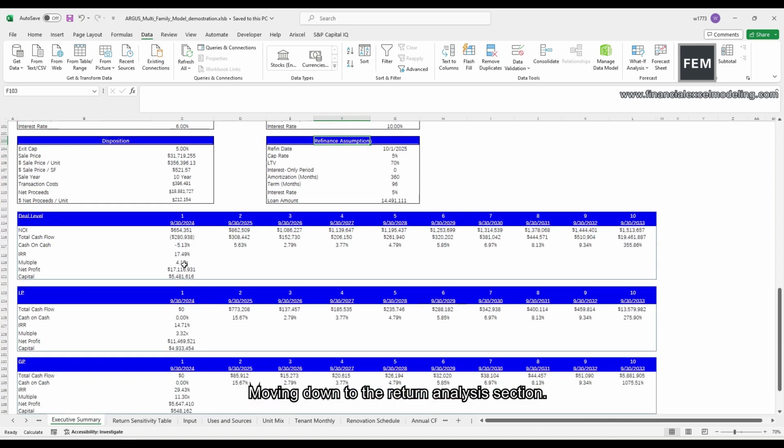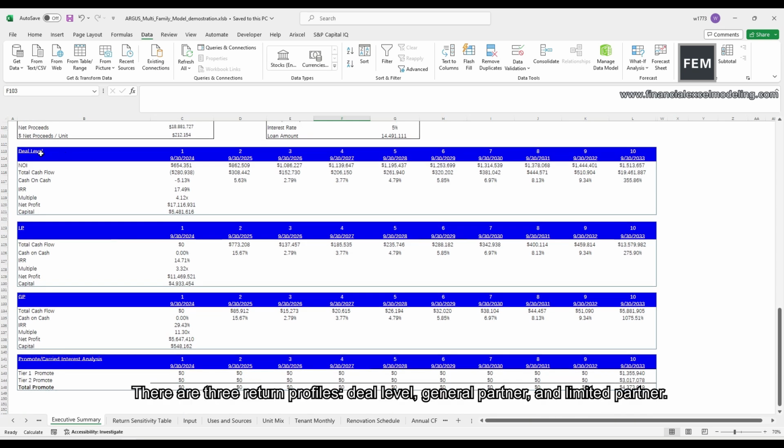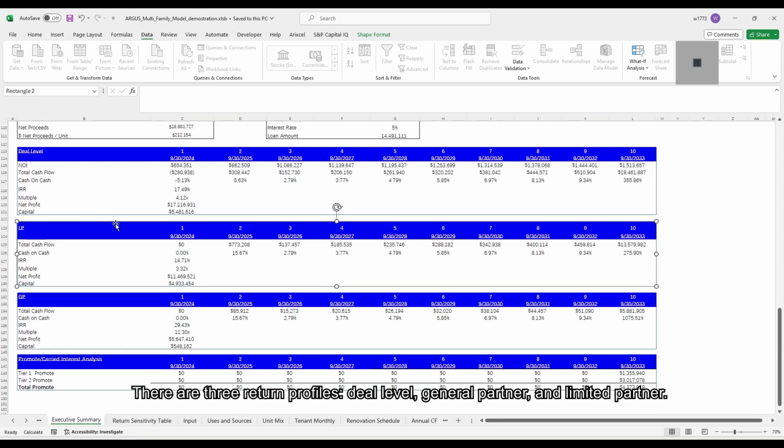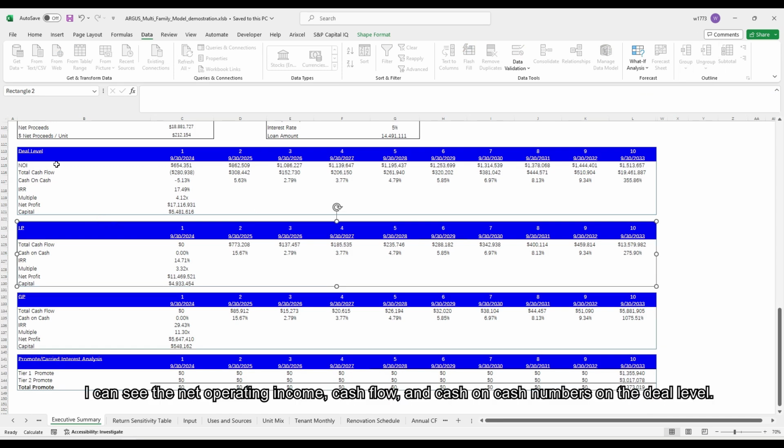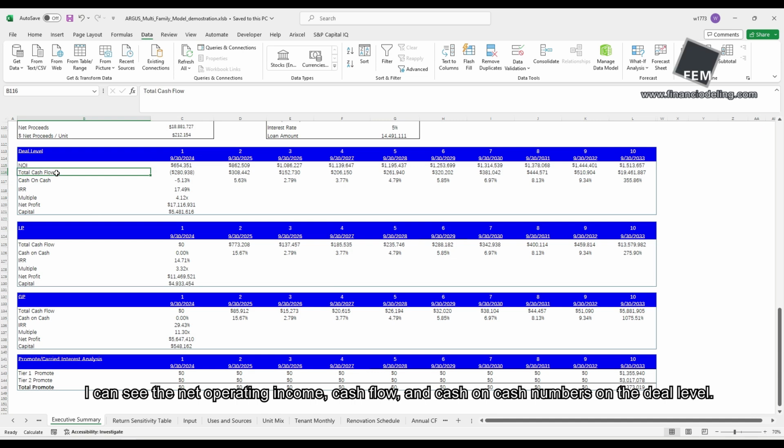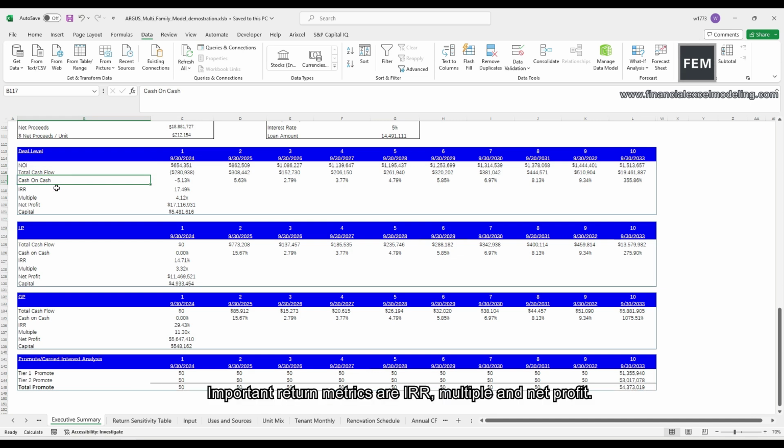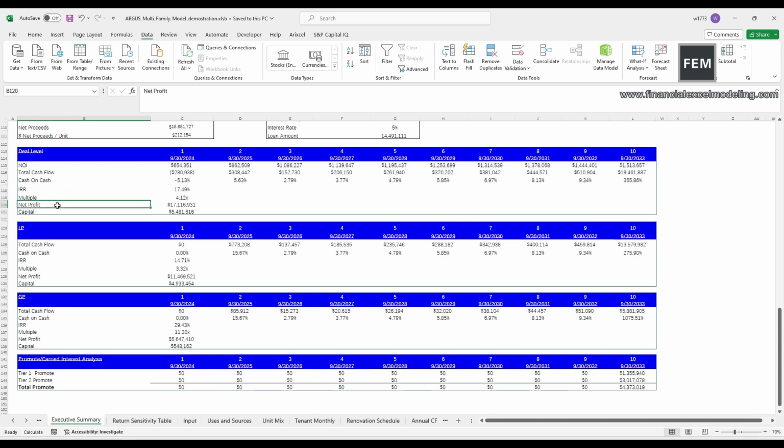Moving down to the return analysis section, there are 3 return profiles: deal level, general partner, and limited partner. I can see the net operating income, cash flow, and the cash-on-cash numbers on the deal level. Important return metrics are IRR, multiple, and net profit.